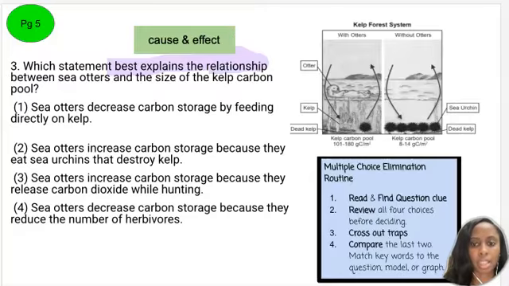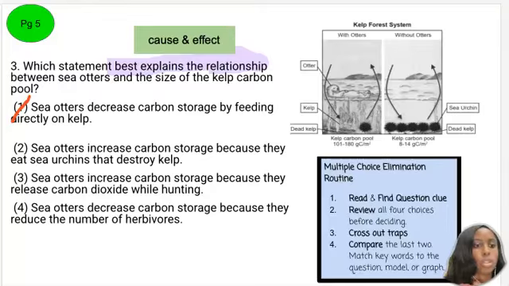So number 1 says that otters eat kelp that lowers storage. This is incorrect. Otters don't feed on kelp. In the reading, we learned that they feed on sea urchins. So let's cross that out because that is totally incorrect based upon the first reading that we did. Now let's take a look at something else that may be incorrect.